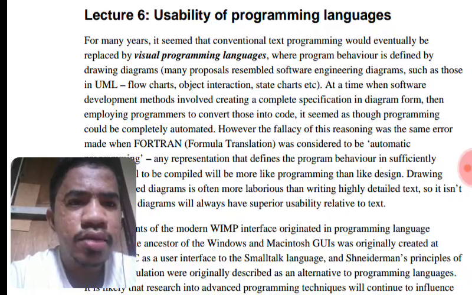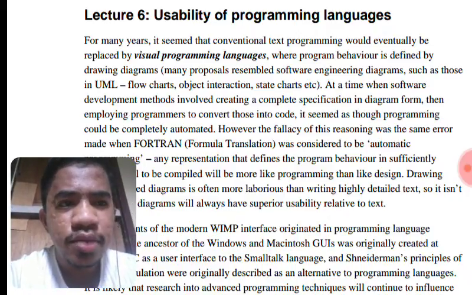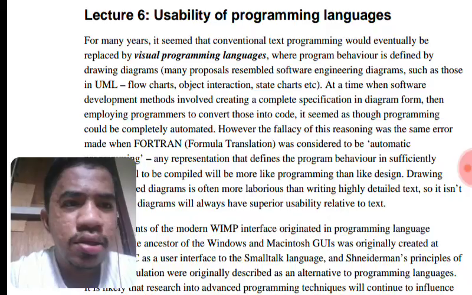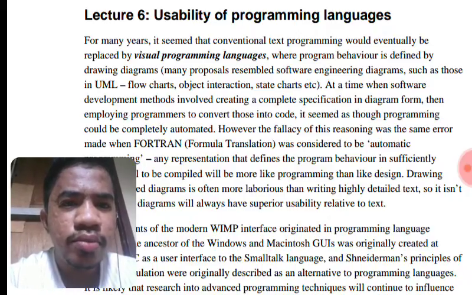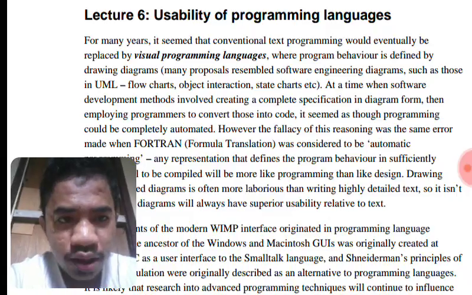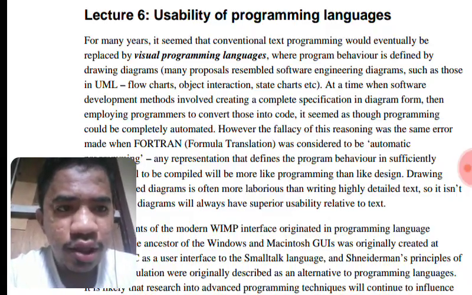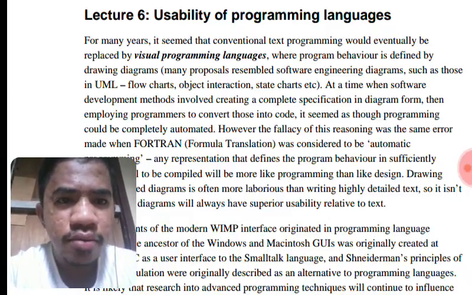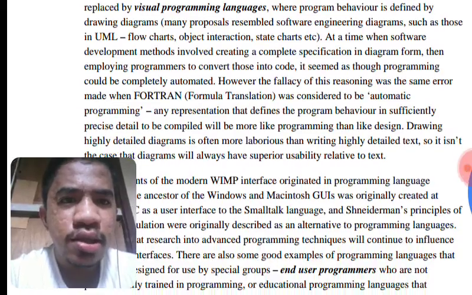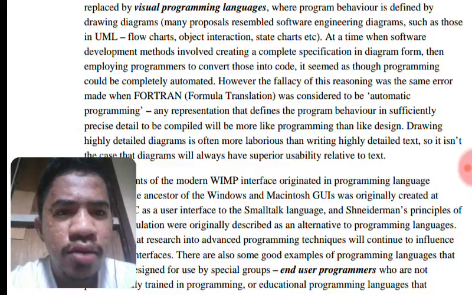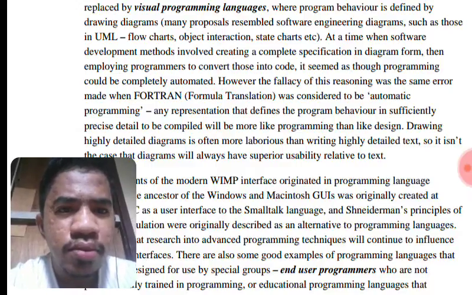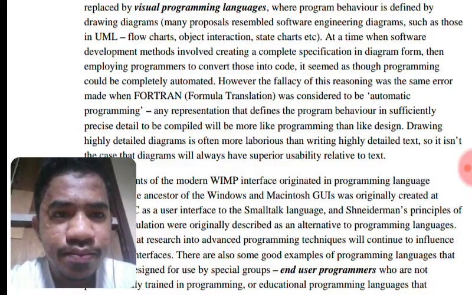Many proposals resembled software engineering diagrams such as those in UML: flowcharts, object interaction diagrams, state charts. At the time, the software development method involved creating a complete specification in diagrams, then employing programmers to convert those into code. It seemed as though programming could be completely automated.